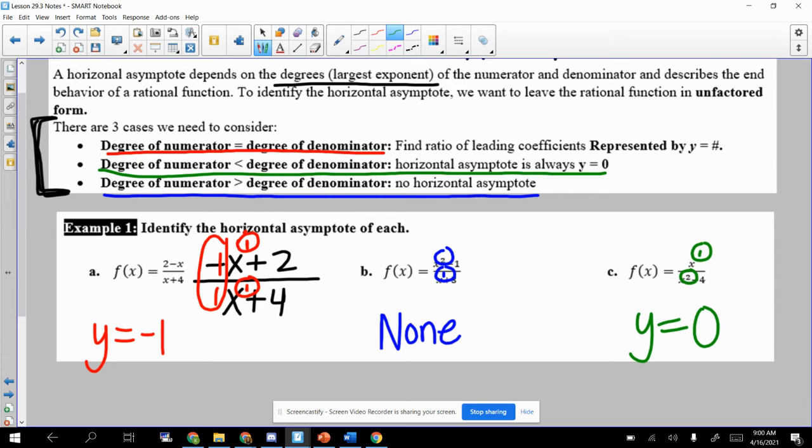And that's it. So those are the 3 different cases, but you do have to remember those 3 or have it written down to help you. Okay? So if they're equal, you find the ratio of the leading coefficients. If it's greater in the denominator, then it's always y equals 0. If it's greater in the numerator, then it's none. Okay? So that's how you find a horizontal asymptote. And again, you want to do that before you do any factoring.